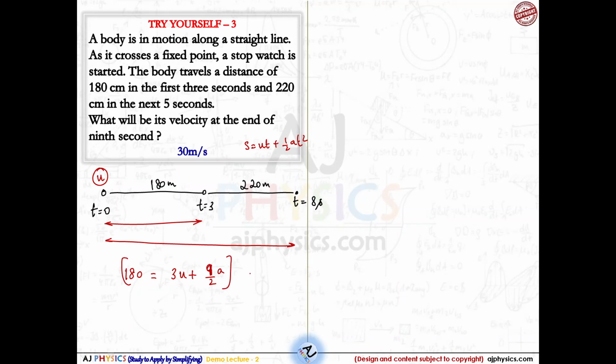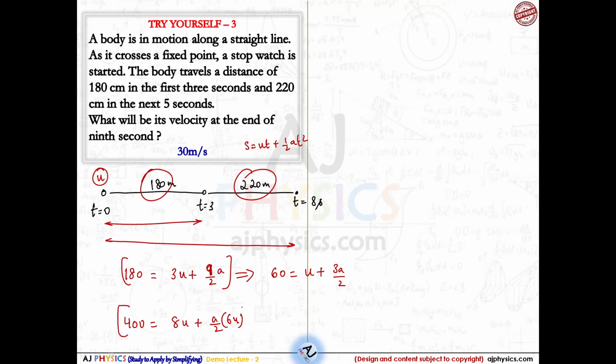Divide this whole equation by 3. So you will get 60 is equal to u plus 3a by 2. And in the second equation, you have to start it from the starting point only. This will be 400, 180 plus 220. 400 will be equal to 8u plus a by 2 multiplied by 64.